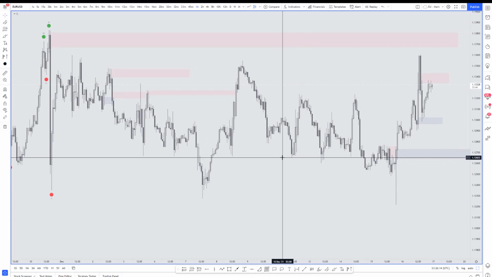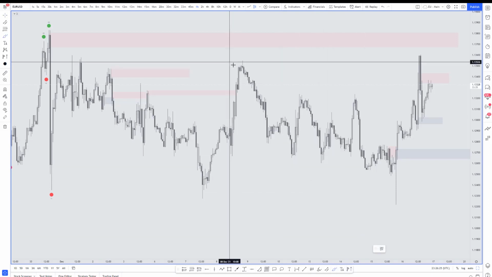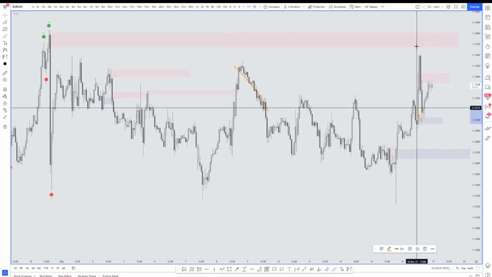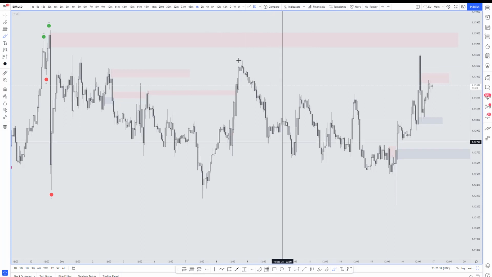Start locating the flip zones. Start locating the areas that have volume. Start locating the areas that are likely to hold and areas that are likely to get run. Like, we all knew this was getting run in one push. Why? If you look at the way it went down, everything's mitigated.